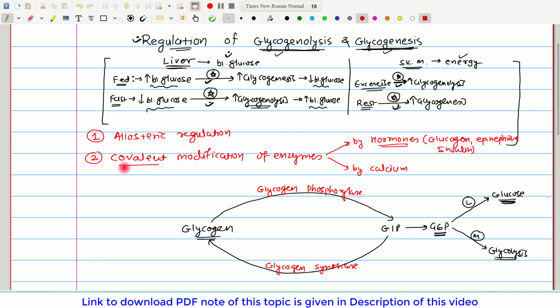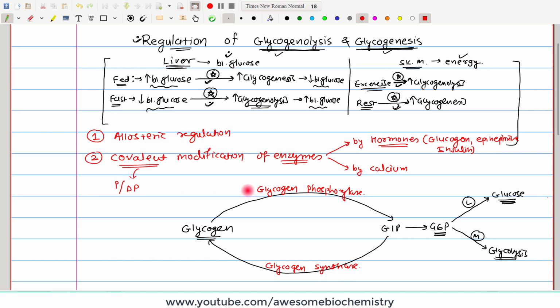Here covalent modification is in the form of phosphorylation or dephosphorylation. And the enzymes which are affected by this covalent modification are glycogen phosphorylase and glycogen synthase. So let's start our discussion of this regulation by first discussing allosteric regulation. In case of allosteric regulation, we have to consider four important molecules. One is glucose 6-phosphate, second one is adenosine triphosphate, third one is glucose, and fourth one is adenosine monophosphate.